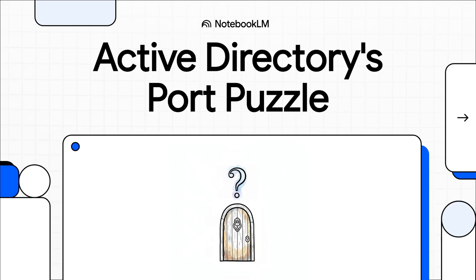Hey everyone. So if you have ever managed a network, I'm sure you've run into this incredibly frustrating puzzle, right? The constantly shifting, seemingly random ports that Active Directory uses for replication. Well, today we are going to crack that puzzle wide open.